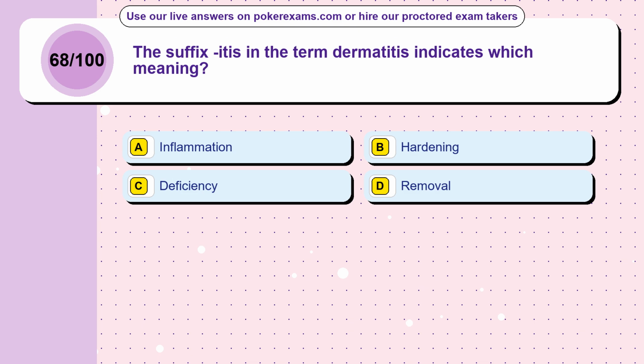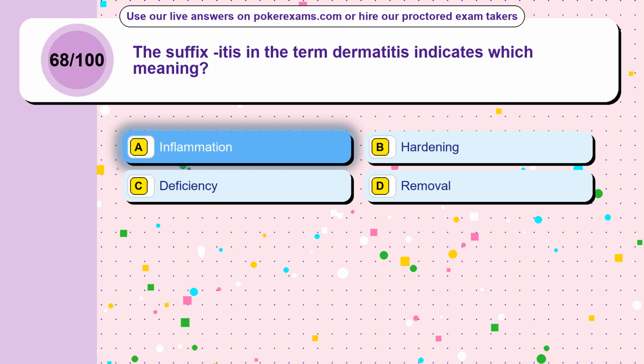Question 68. The suffix itis in the term dermatitis indicates which meaning? Option A. Inflammation. Option B. Hardening. Option C. Deficiency. Option D. Removal. The correct answer is option A.